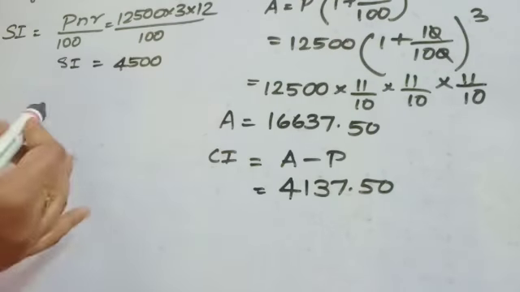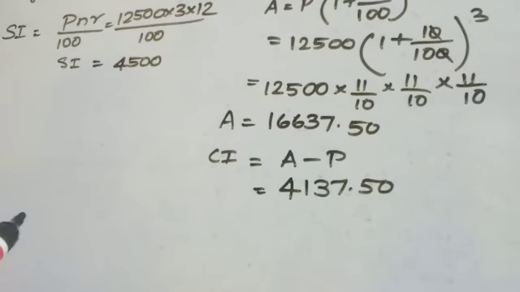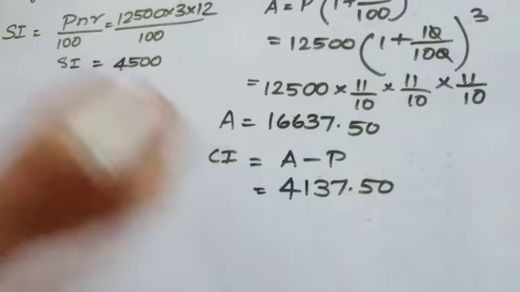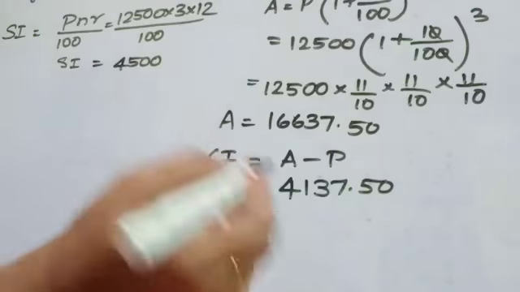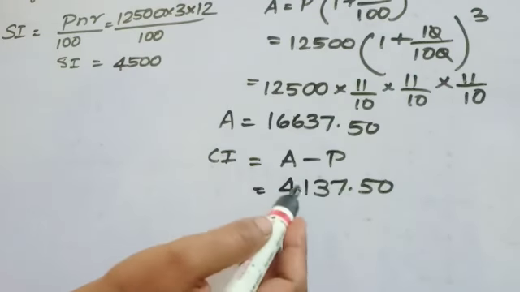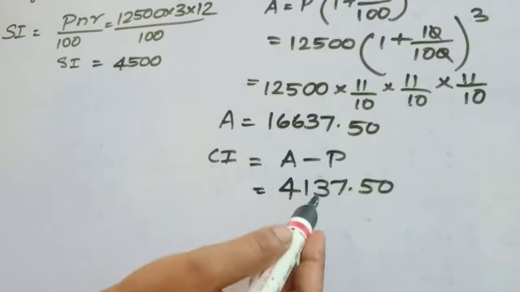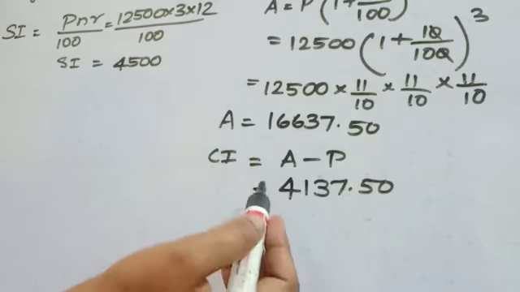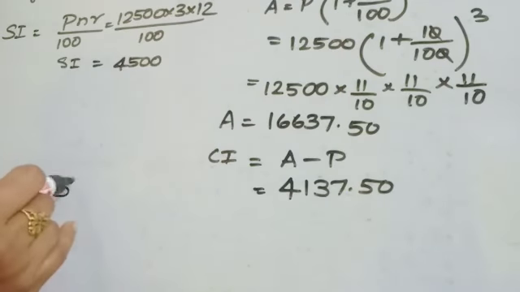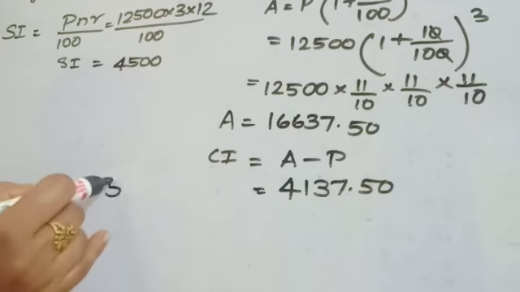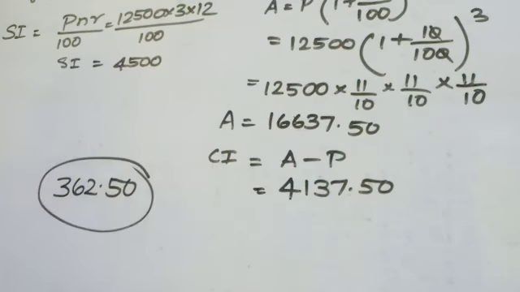So now here you see, this is the simple interest and this is the compound interest, and the simple interest is greater than the compound interest. So Fabina paid more interest than Radha. That we have to write as the result, and also we need to find out how much more she paid. For that again we have to subtract these two. So 4,500 minus 4,137 rupees 50 paise. If you subtract it, you will be getting 362 rupees 50 paise, and that is the difference.